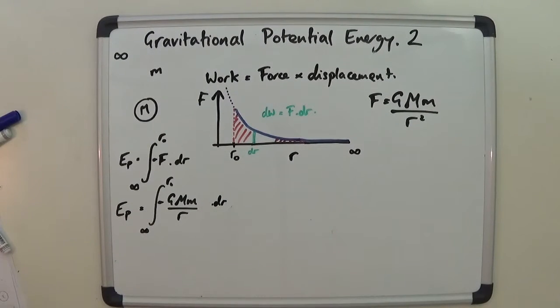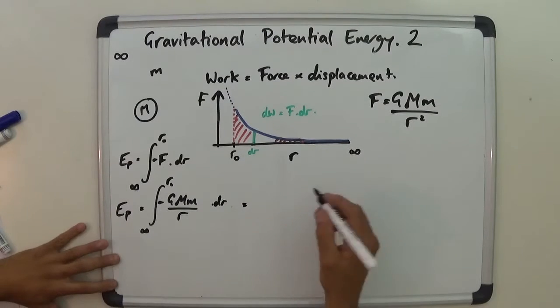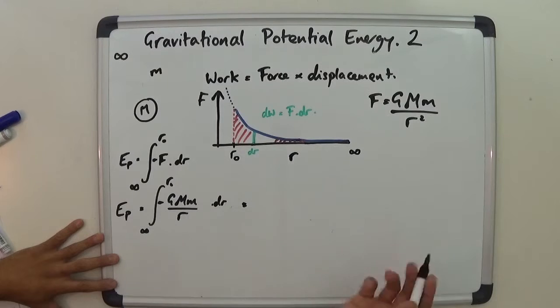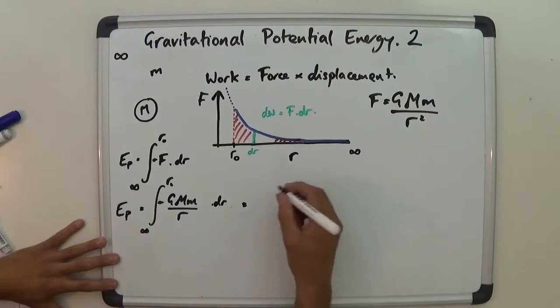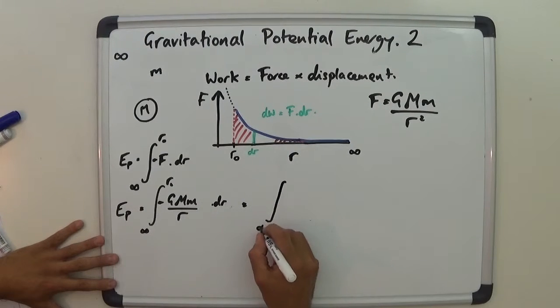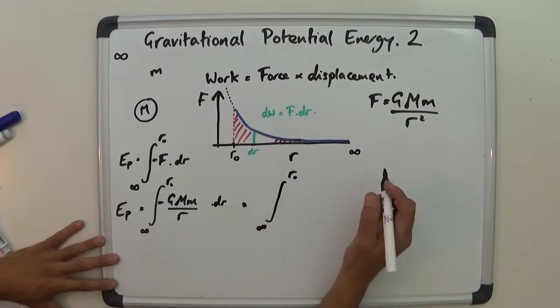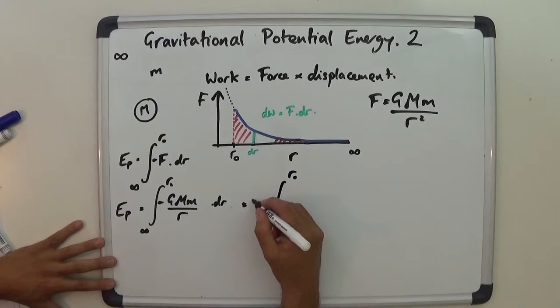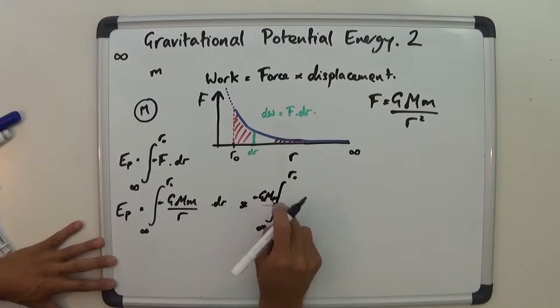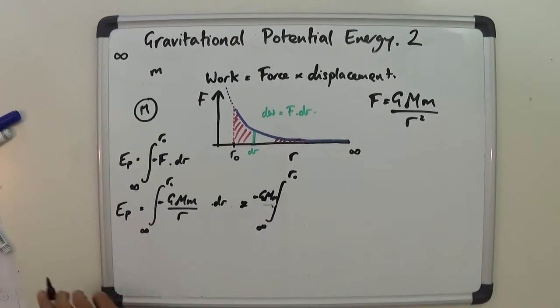Once we're doing that, we can say this is a constant, this is a constant, this is a constant, and the only thing that's varying is R. So we're going to integrate from infinity to R0, and we're going to take all the constants outside. So minus G M m.